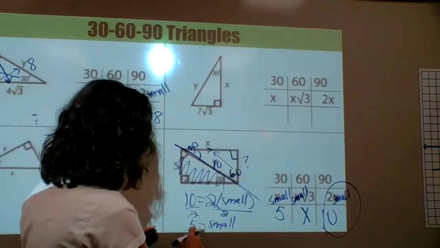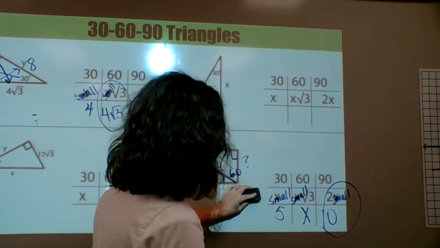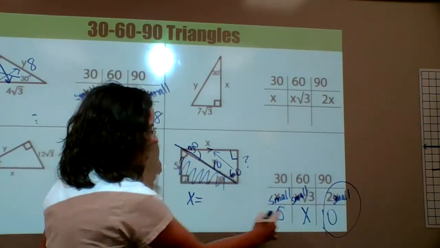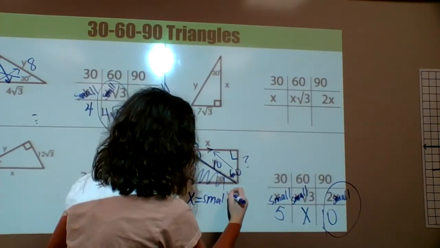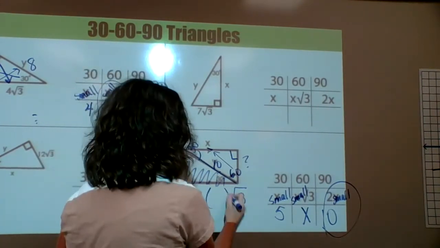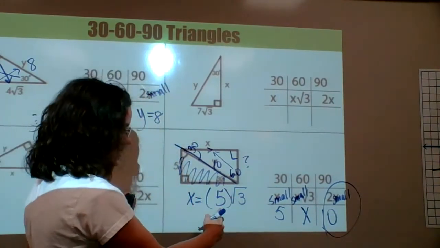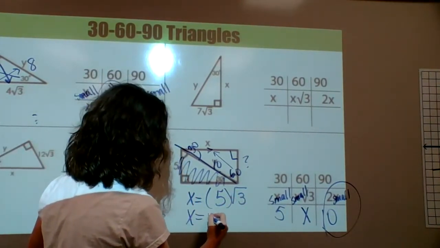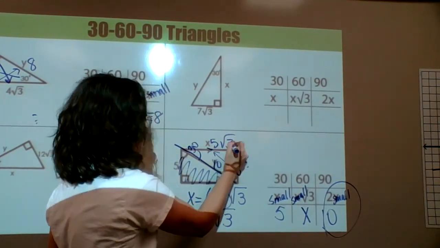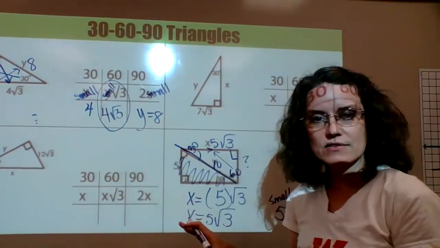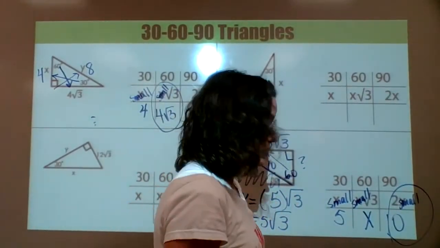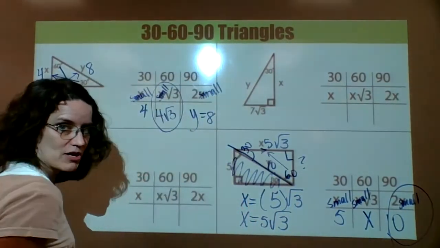But now I can use that my small side was 5 to find the medium guy, because I know my medium guy is x, and x equals the small times the square root of 3. And we just found that my small guy is equal to 5. So I plug it in, and I go, okay, so x should equal 5 root 3. Okay? So you're going to be practicing setting up these charts and finding the different sides in them in order to be able to find the third side of our special right triangles.